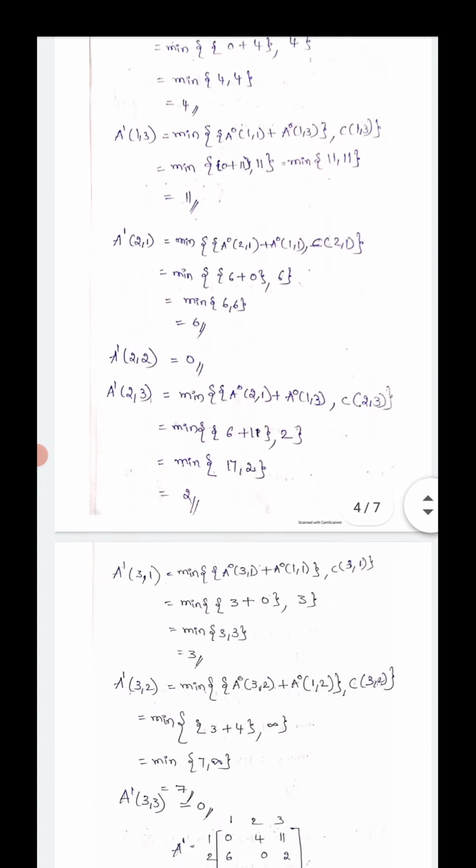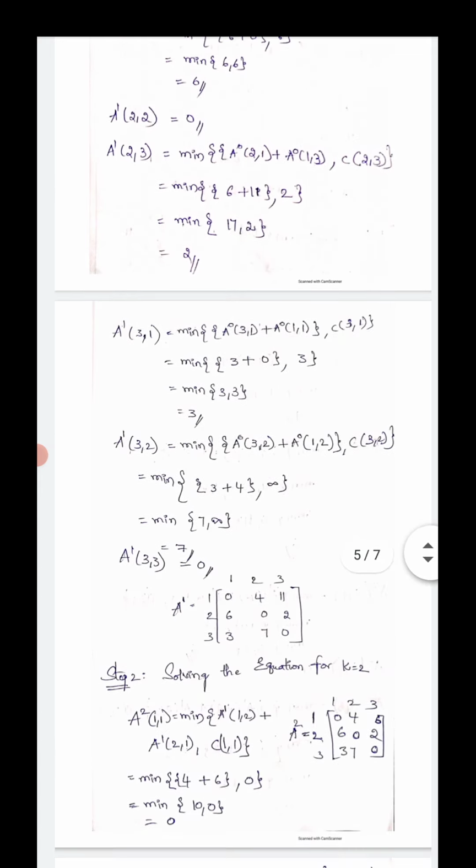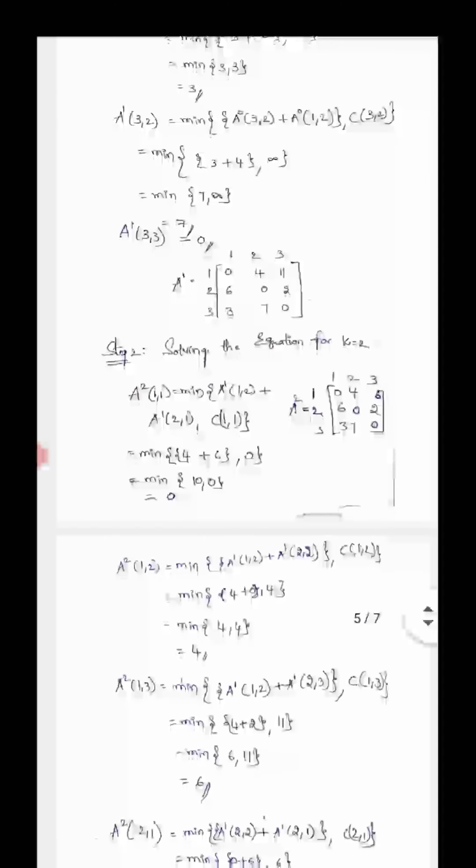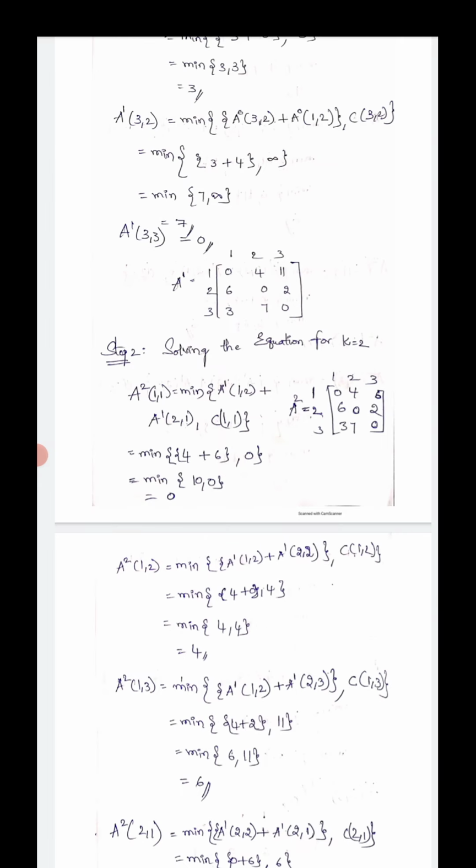Likewise, if we calculate A1 of 3,1 using the above formula, we get the value 3, and A1 of 3,2 will be 7, and A1 of 3,3 will be 0. This is the cost adjacency matrix of A1, which will be: 0 4 11, 6 0 2, 3 7 0.